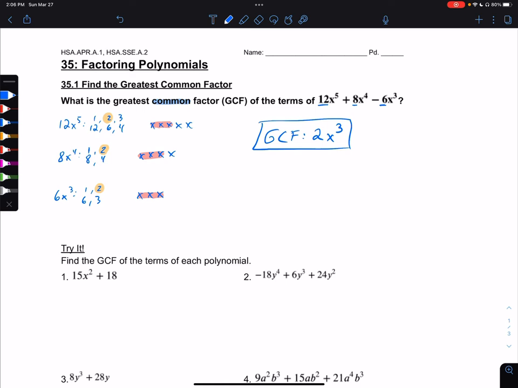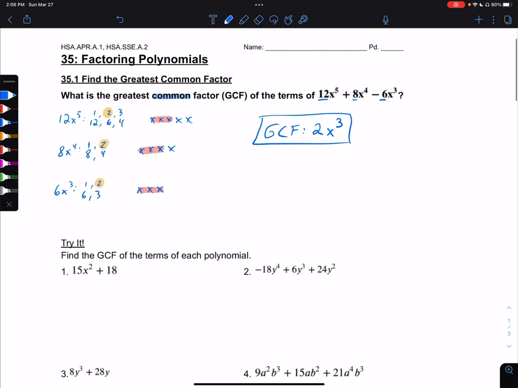Okay. So just to review, find the factors, list all of the numbers that go into each of the coefficients, in this case 12, 8, and 6, and then find the largest one that they have in common. We're looking for the greatest common factor. They could have other factors in common, but we're specifically looking for the greatest one. And then in terms of the variables, it's going to be the lowest degree, so x cubed in this case. If you had x to the 8th and, say, x squared, x squared would be your greatest common factor.